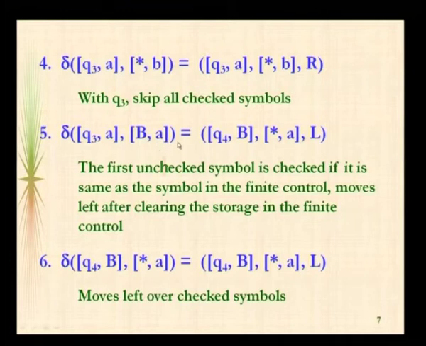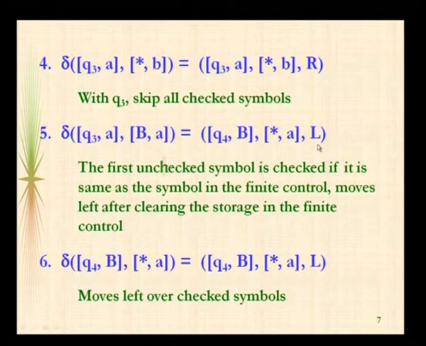So, if they are the same, then we can completely clear the symbol available in the storage, and the symbol A must be marked as a checked symbol. So, you are making the storage blank, and then marking the symbol as checked, and there is no need of moving towards the right once again, because this is the position from which we have to repeat the same process.